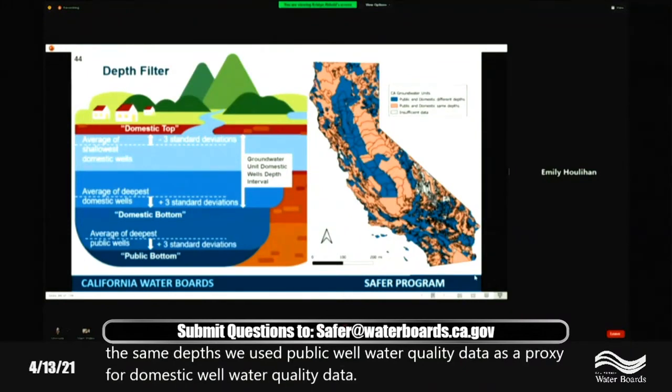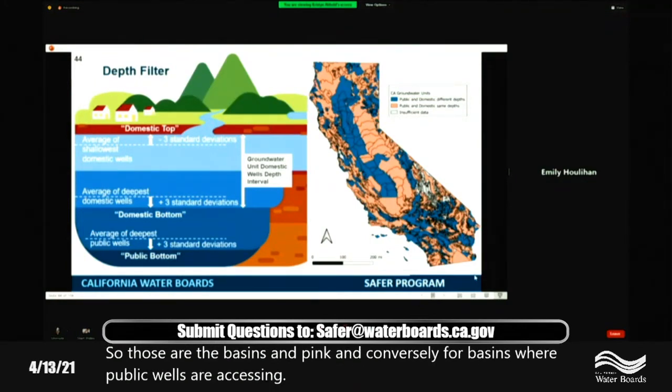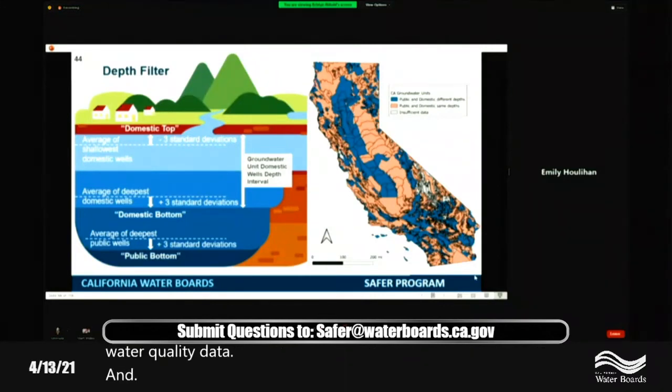So those are the basins in pink. And conversely, for basins where public wells are accessing deeper depths than domestic wells, we did not use public water quality data as a proxy for domestic water quality data. And those are the basins in blue.